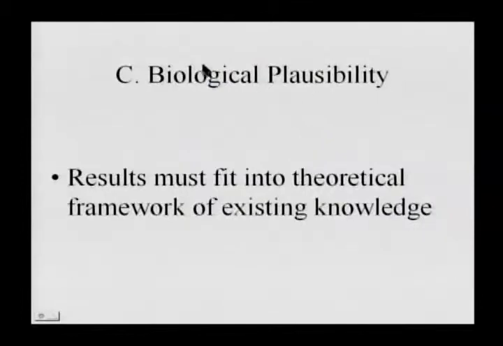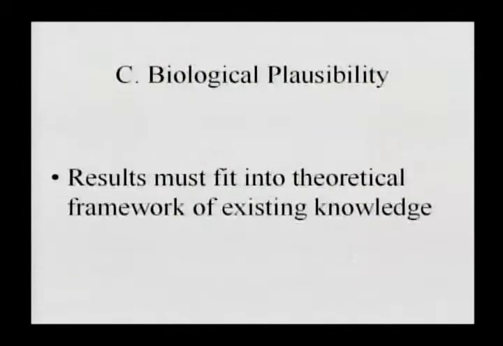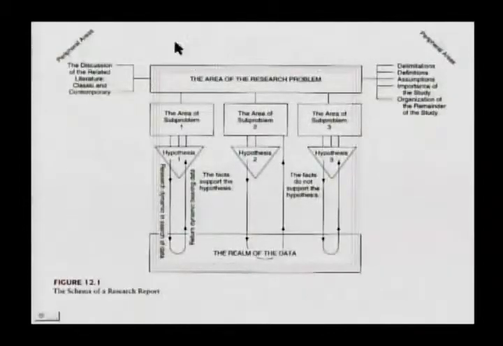Next is biological plausibility. So the results must fit into the theoretical framework of the existing knowledge, and we'll consider this again in another illustrative type of representation of the theoretical framework as we had seen earlier. So in this illustration, in figure 12.1, the schema of a research report, we can evaluate what we just described for the biological plausibility. So basically this is our theoretical framework with reference to our other model.